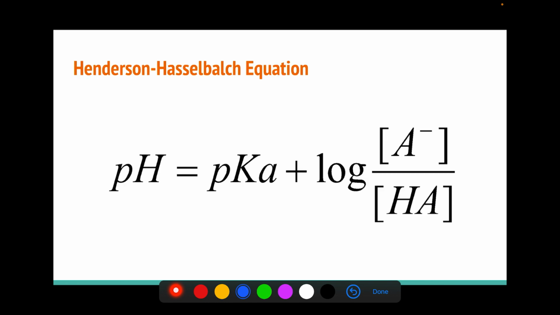In order to understand how buffer systems work, the Henderson-Hasselbalch equation is going to be really important. This is on your equation sheet. It's worth writing down right now because we're going to reference it frequently throughout this video. You can derive this equation from the K expression. I'm not going to show that derivation here, but you could definitely work this out on your own.